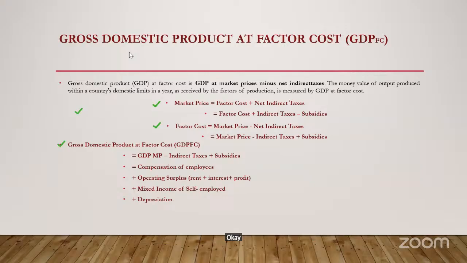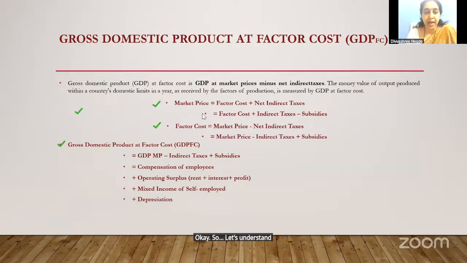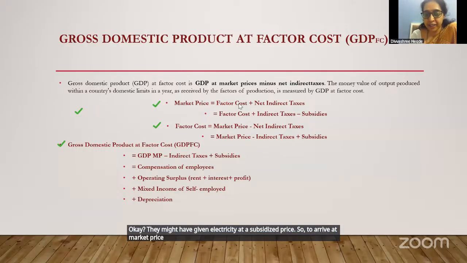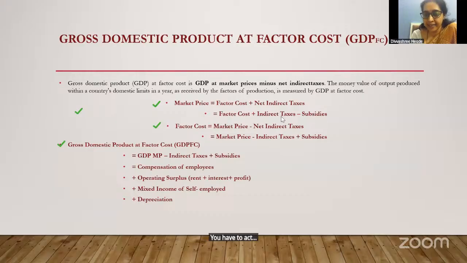Okay. So let's understand. Market price is factor cost plus net indirect taxes. What do you mean by net indirect taxes? You have to add indirect taxes. Indirect taxes are taxes imposed on goods and services minus subsidies. Why do we have to deduct the subsidies? Because subsidies are the part of the factor cost, because subsidies are given by the government. Okay, they might have given electricity at a subsidized price. So to arrive at market price from the factor cost, you have to add indirect taxes minus subsidies. So together you have to call it as factor cost plus net indirect taxes. You arrive at market price.